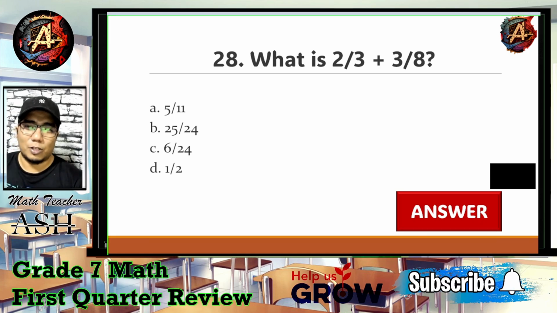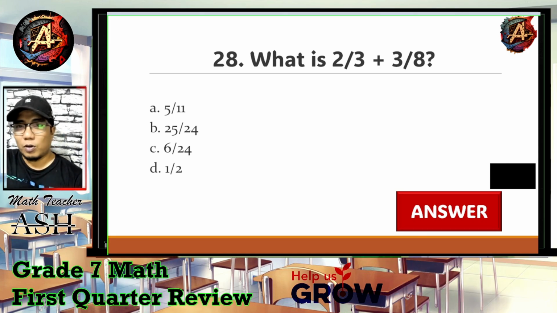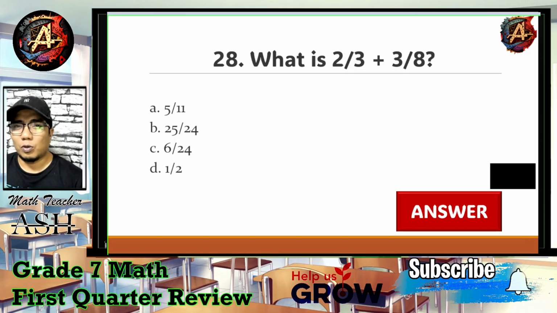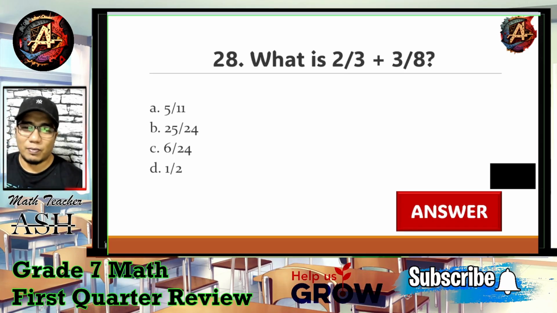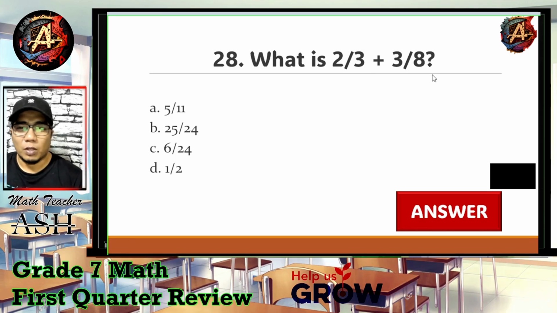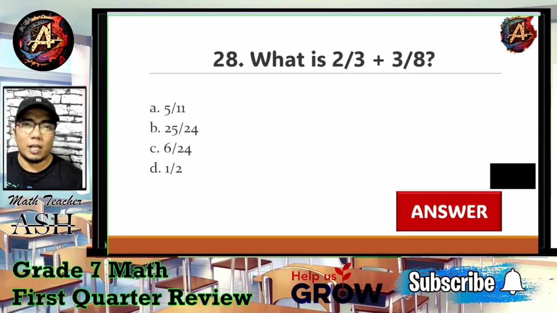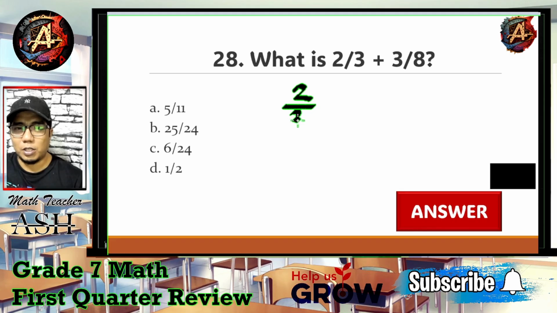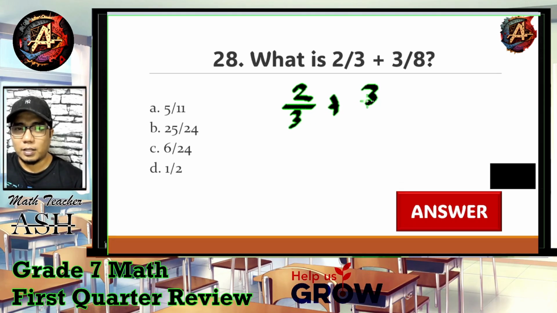Alright, my dear math learners, in solving this one, of course, this is just the same rule as the subtraction of fractions. If you have similar fractions having different denominators, 3 and 8, you just need to get the LCD. Of course, there is also another way in solving these fractions. That is what we call the butterfly method. So let me show you how to use the butterfly method. So that is 2/3 plus 3/8.